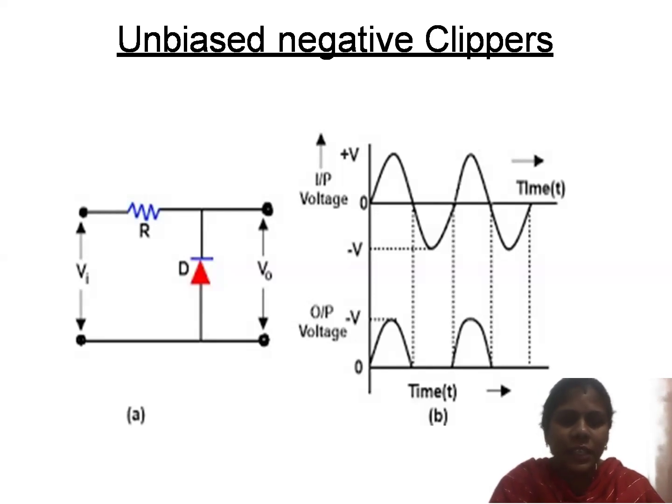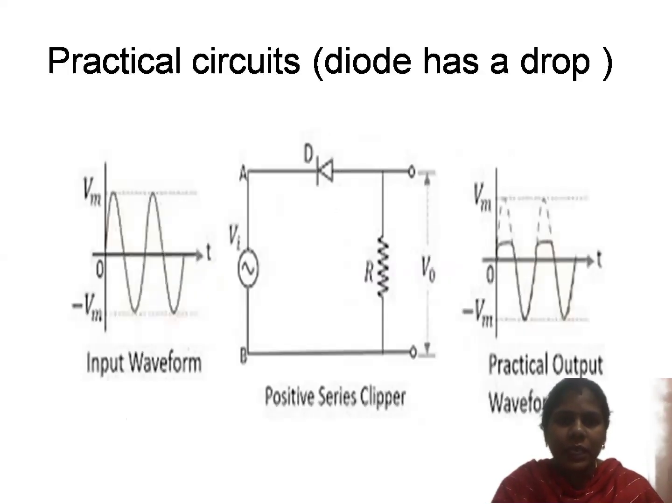Whenever the input signal is supplied with the negative cycle, the diode D acts as a short circuit. Now it is under forward bias, it acts as a short circuit, and the output is considered as 0. So if you observe the output waveform and the input waveform, only the positive portion of the signal is considered and the negative portion of the signal is clipped off. That's why we can say that it is an unbiased negative clipper. In a similar way, we can study different examples of clippers.